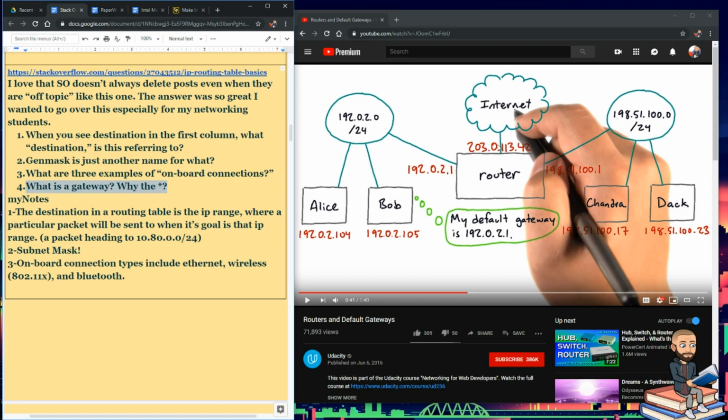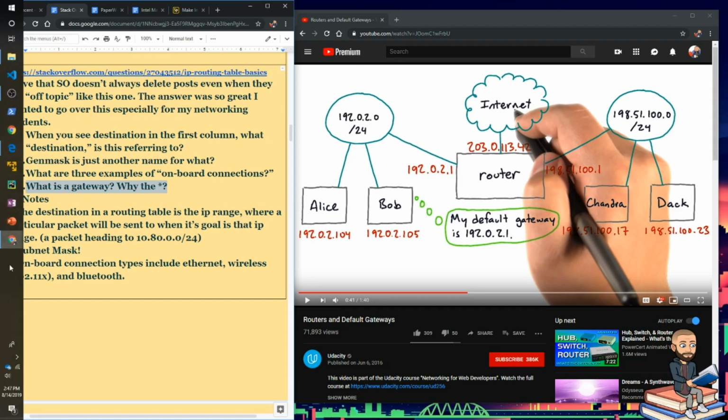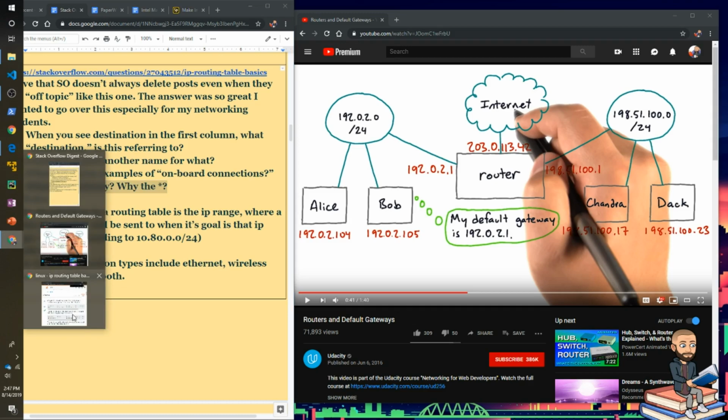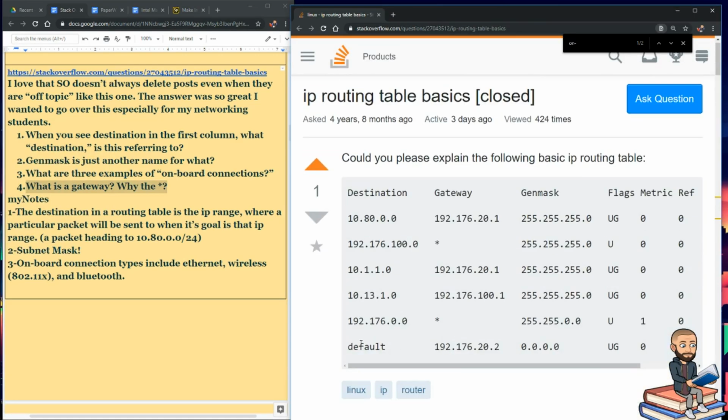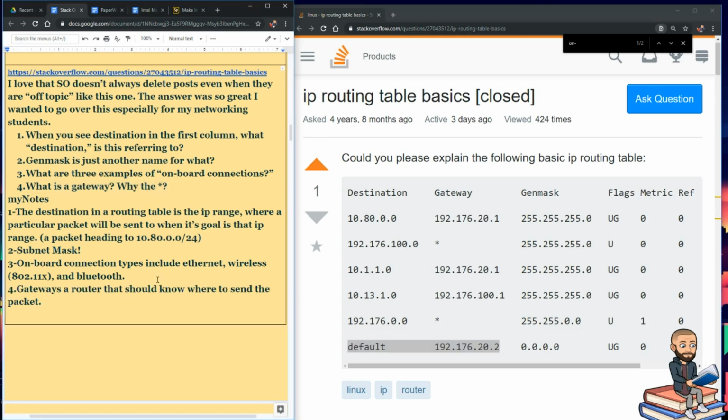And from there, it'll either go out to the internet or go through another interface on this particular router headed to whoever needs it. So just remember, a default gateway is just a router, and when we're looking at an IP table like the one we're looking at, notice that default is right here at the end, and what's that particular IP address for this particular IP table? So simply I wrote a gateway is a router that should know where to send the packet.